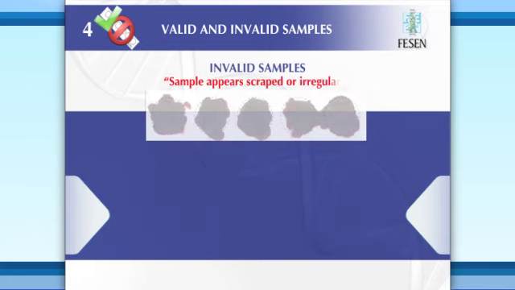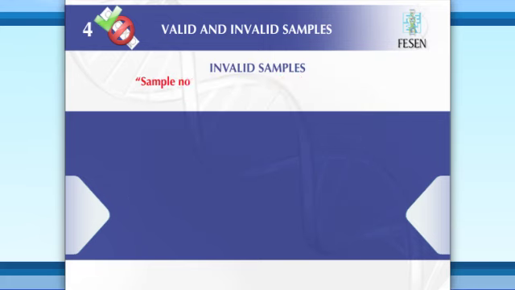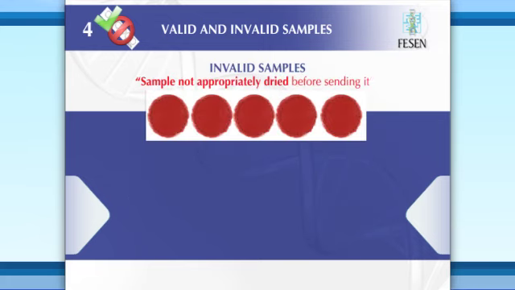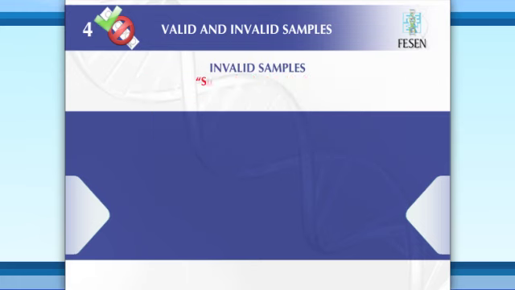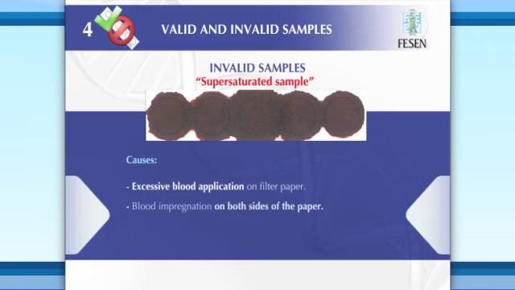Sample appears scraped or irregular. Causes: blood application with a capillary tube or other inappropriate instrument. Sample not appropriately dried before sending it. Supersaturated sample. Causes: excessive blood application on filter paper. Blood impregnation on both sides of the paper.